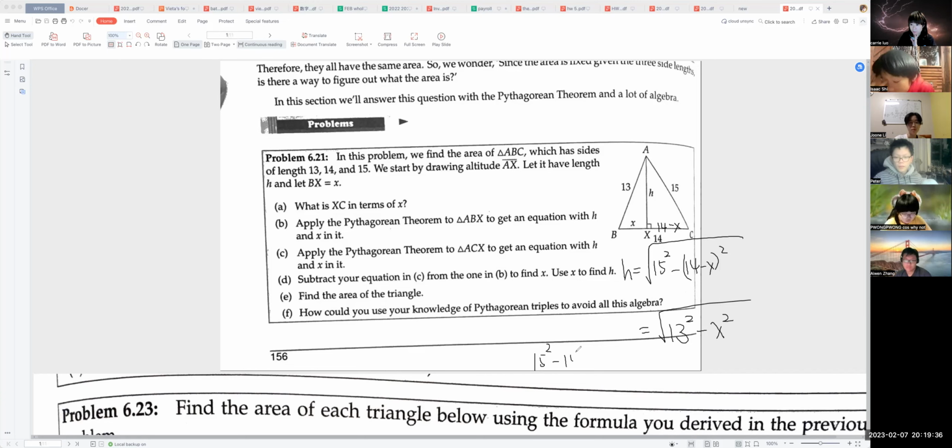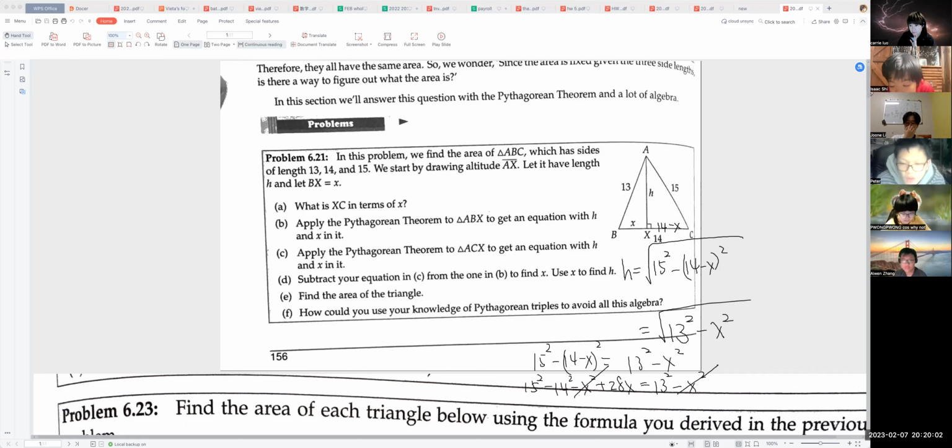So I can just take away the square root. So 15 squared minus (14 minus X) squared equals 13 squared minus X squared. Correct, everybody? Okay, so I can just expand them. 15 squared minus 14 squared minus X squared plus 28X equals 13 squared minus X squared. Correct? So you take away the X squared.